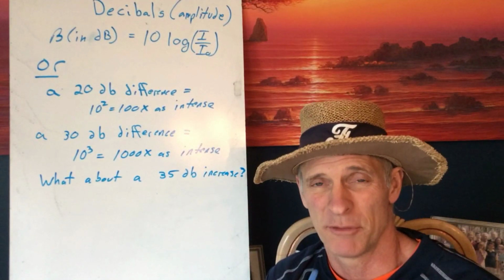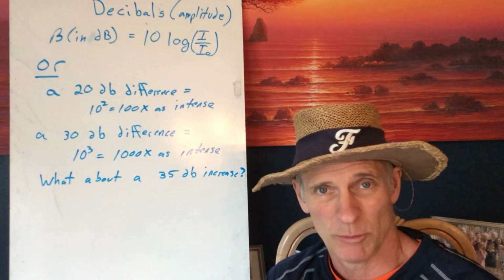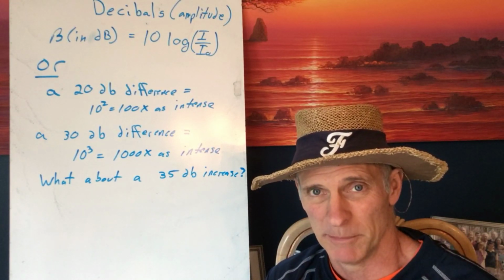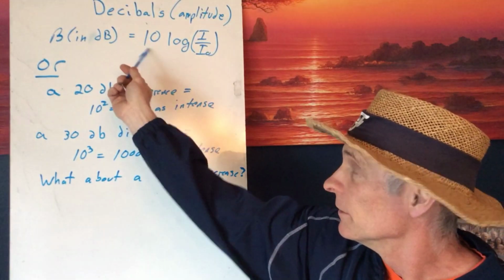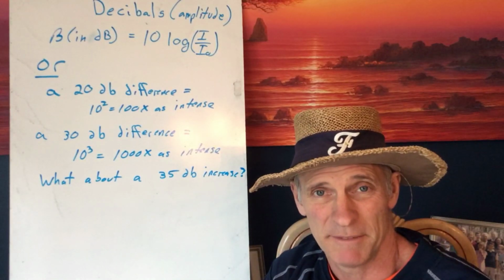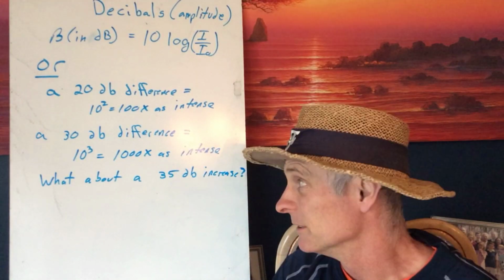Remember, I sub 0 is the threshold of hearing, and I will be the intensity of any sound we're trying to measure. Now, there's a 10 out front, so it's a base 10 value. So another way of looking at this is this.